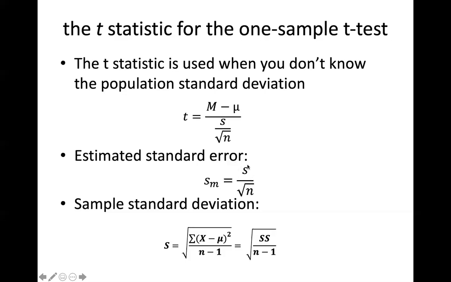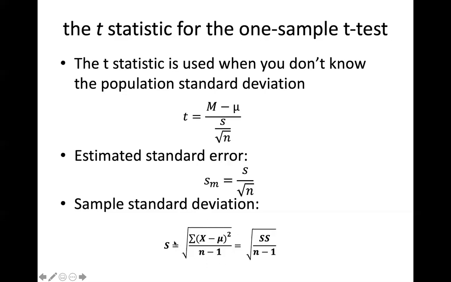This is the standard deviation of the sample divided by the square root of n, which gives you the estimated standard error. And in case we forgot, we have actually calculated the sample standard deviation before, this thing S. We have calculated that before. And here's the formula, so you've seen this before.